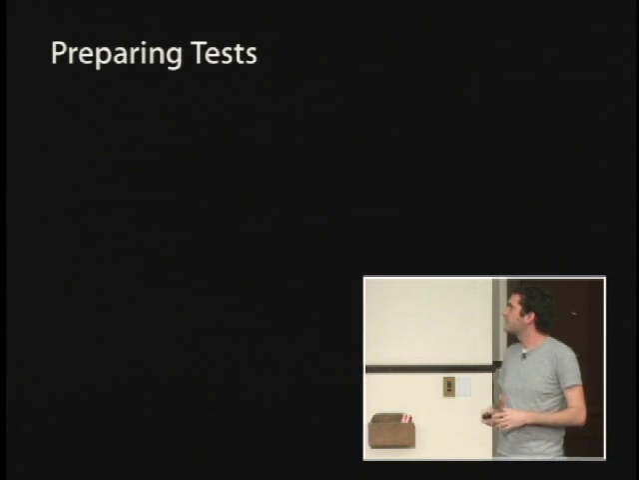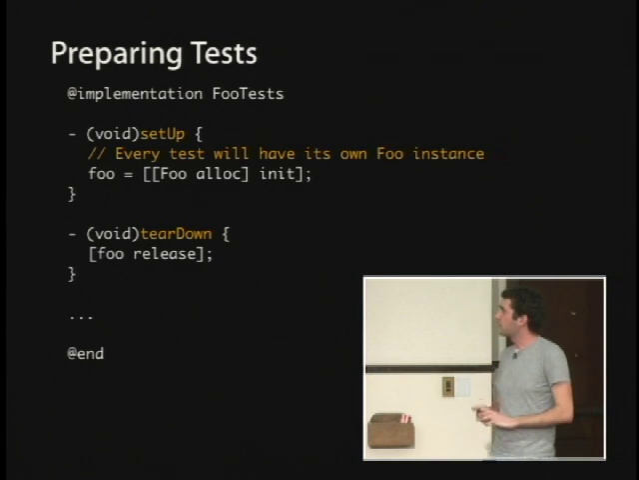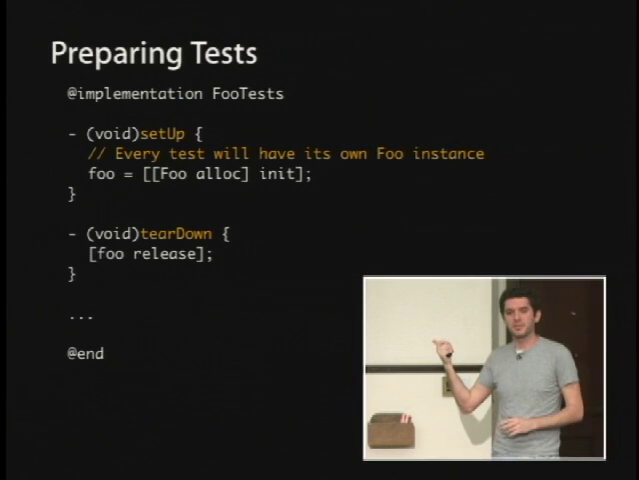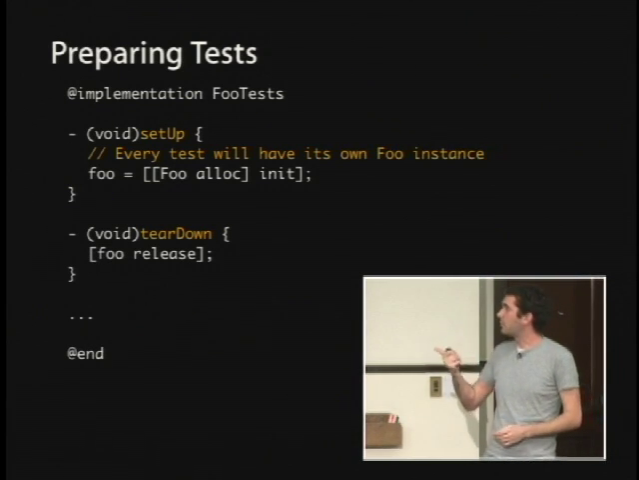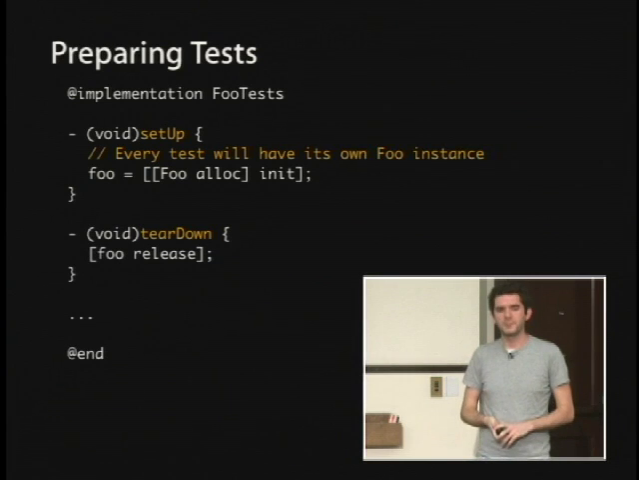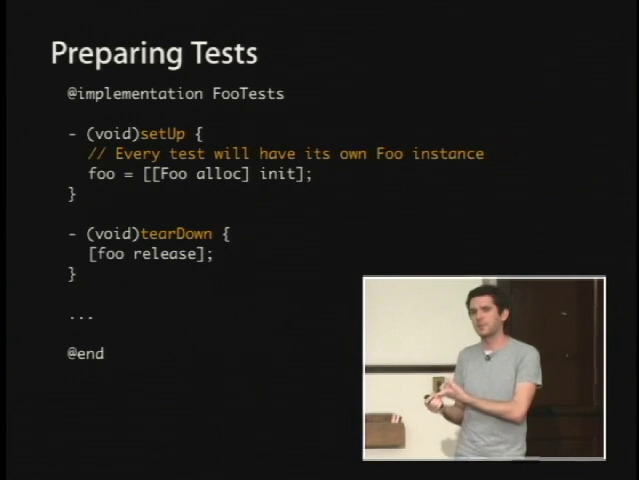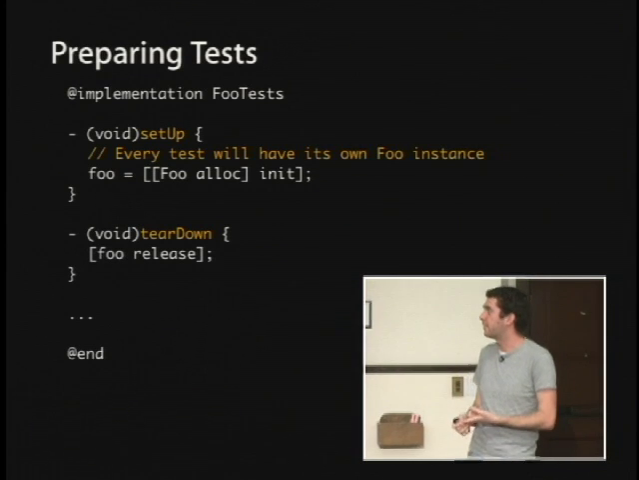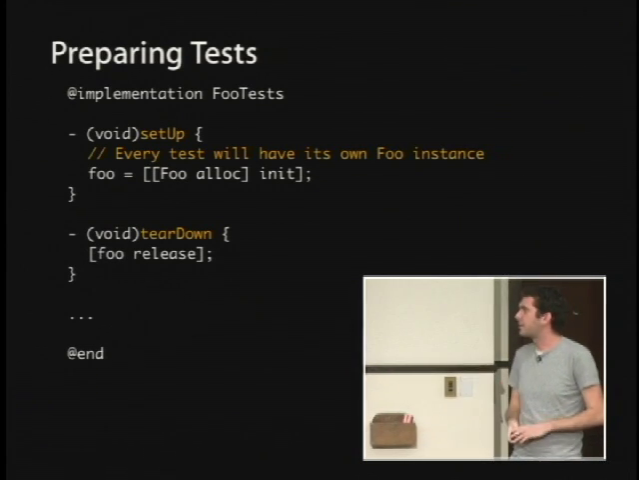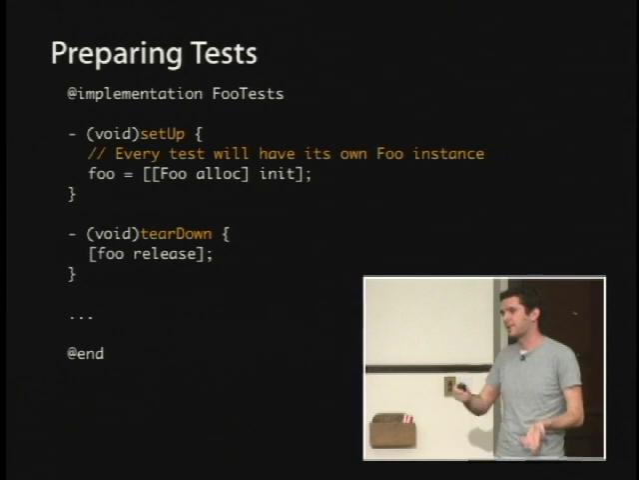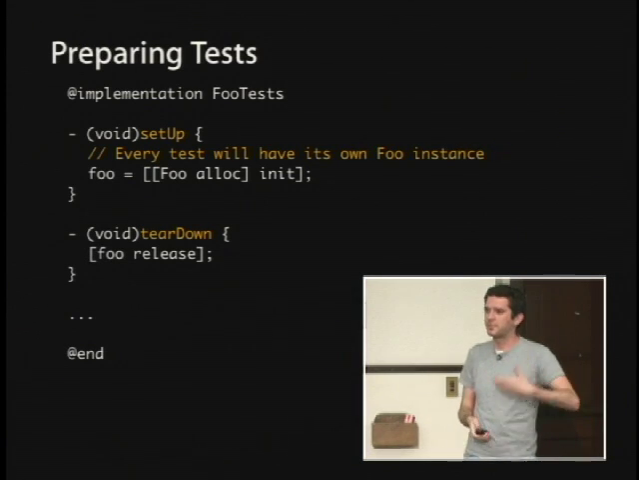The implementation is actually no more complicated, really. We're basically implementing the setUp and tearDown methods that we just talked about, and we'll alloc init one of these Foo objects in the setUp. So every new test case that we run will have a brand new Foo object, and we'll release it in tearDown so that it gets cleaned up afterwards, and we're not leaking memory all over the place while trying to run our test cases.